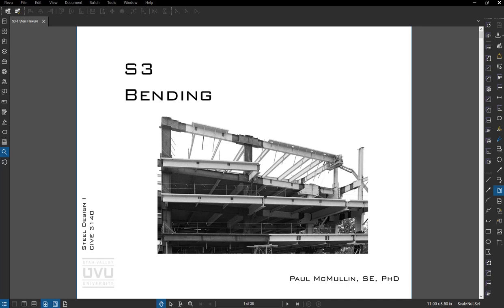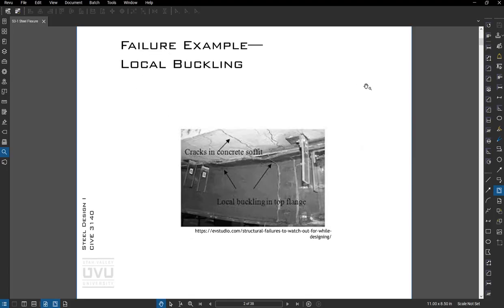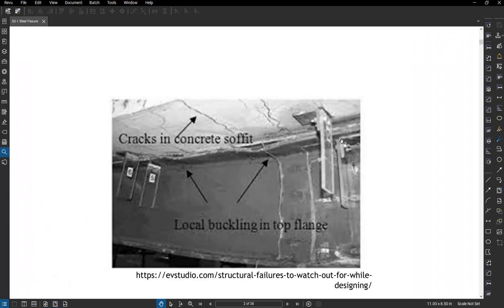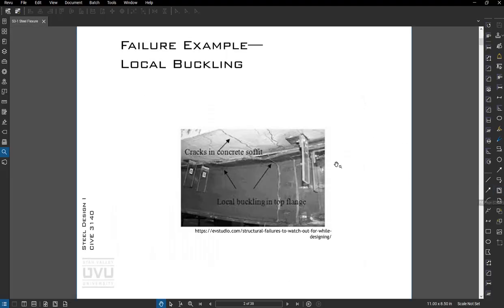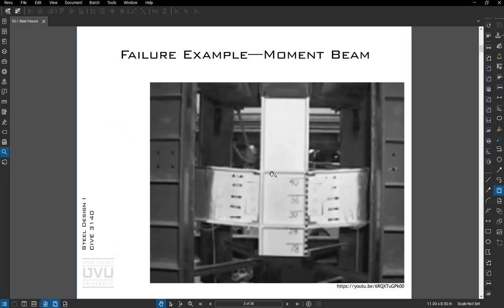Right, let's get talking about bending in steel beams. So some examples of some failure modes. It's not the easiest to see in here, but you can see where this flange rippled. That's a local buckling failure. I've added a couple videos for your viewing pleasure.